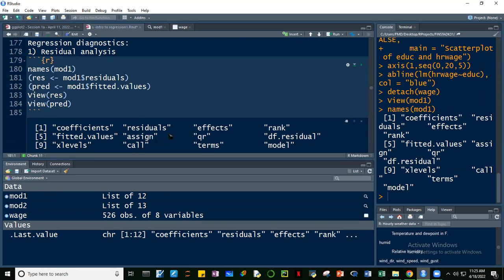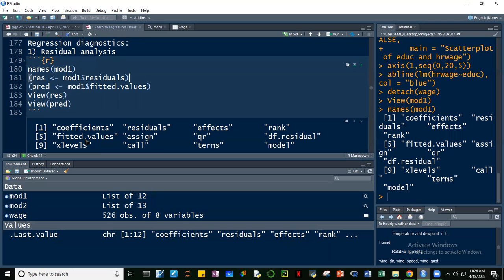Sabi nga dito, list of 12. Then we can access the residuals. So for example, let's create an object called rest, and then it will be the residuals coming from the mod1 model. Yung residuals natin, this is the difference between the predicted value and then the actual value. Kasi meron tayong residuals, fitted values. Yung fitted values, guys, ito yung value ng model natin.